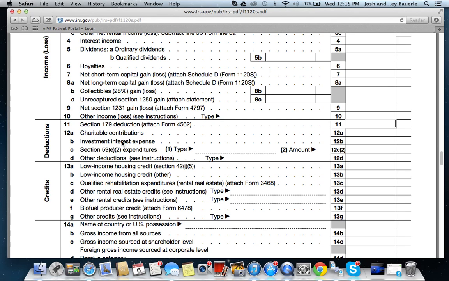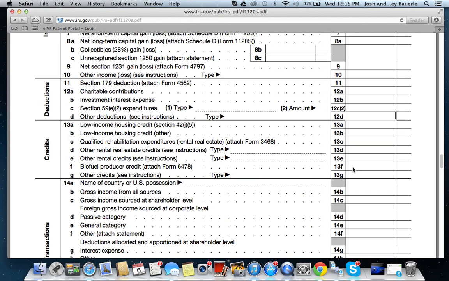Charitable contributions. Did your business make any charitable contributions? If so, they're going to come through here. Investment interest expense. If you had any investments that you had to pay interest on, that's going to go here. Section 59E2 expenditures. Don't worry about that. If you have it, you're not doing this yourself. And any other deductions. Nothing you're going to list there.